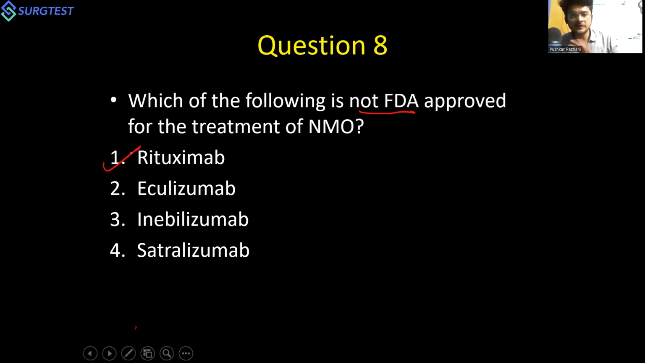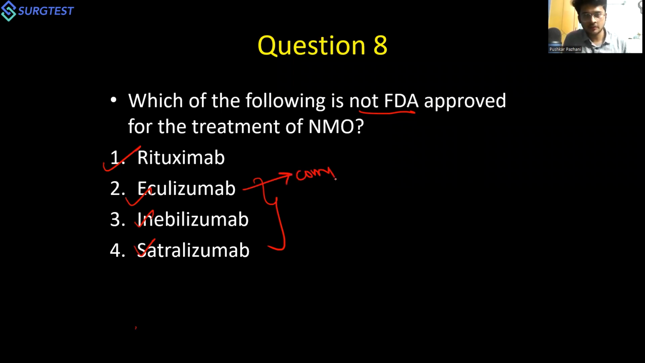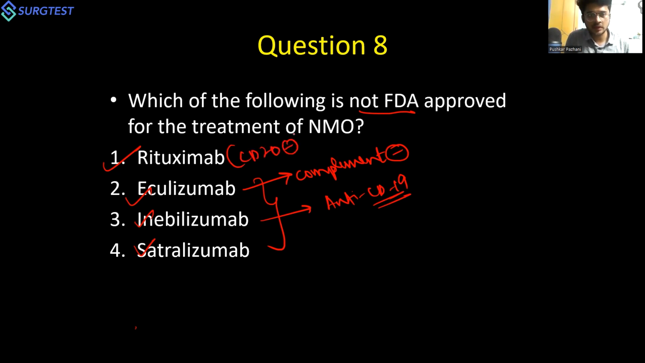So rituximab is not FDA approved for the treatment of NMO, but these other three, that is eculizumab, inebilizumab, and satralizumab, all three are FDA approved for the treatment of NMO. Eculizumab is a terminal complement inhibitor. Inebilizumab is an anti-CD19 agent. Any idea about rituximab, anyone? Yes, it is a CD20 inhibitor. So rituximab is a CD20 inhibitor, whereas inebilizumab is an anti-CD19 inhibitor, and satralizumab is an anti-interleukin 6 receptor monoclonal antibody.